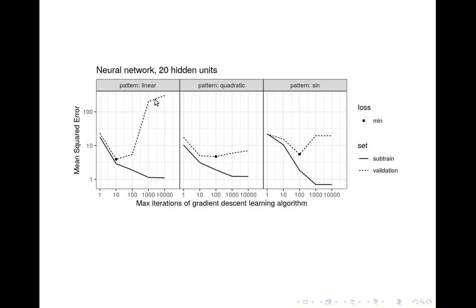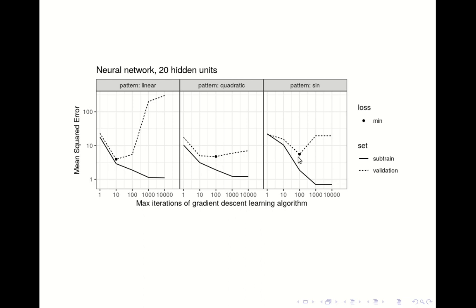Typically with all of these learning algorithms, you see that the subtrain error is always decreasing as a function of the number of iterations of learning. And this is what we see here. As we increase the number of iterations, the mean squared error is always going down, so it means we're fitting the subtrain set better and better. However, we see that at a certain point the validation error starts going up, and this is the point after which we start overfitting. I'm emphasizing this with a little min dot here. The min dot is the number of iterations that minimizes the validation loss.